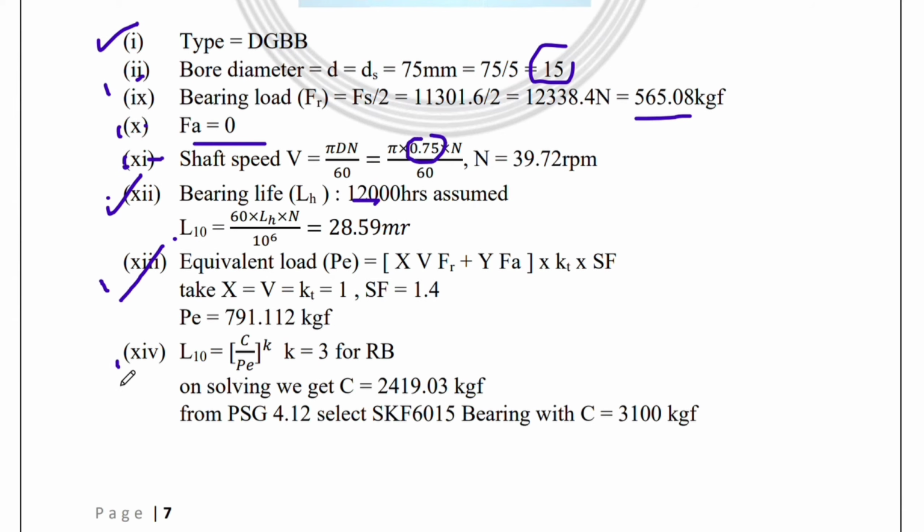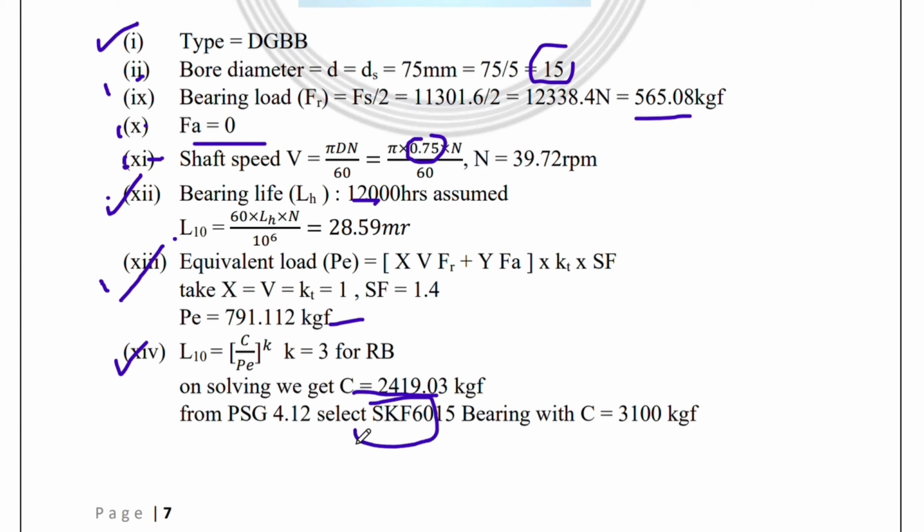Next, we will find the dynamic capacity, which will be C. L10 is equal to C upon P to the power K. Here K value is 3. This formula you will get on the same page 4.3 of the data book. K is equal to 3 for roller bearing, and L10 we got here. Equivalent load also we got here. Put all the values, we get the C value, which is 24,003 kgf. As you get this value, go to PSG page number 4.12 where we select SKF60.